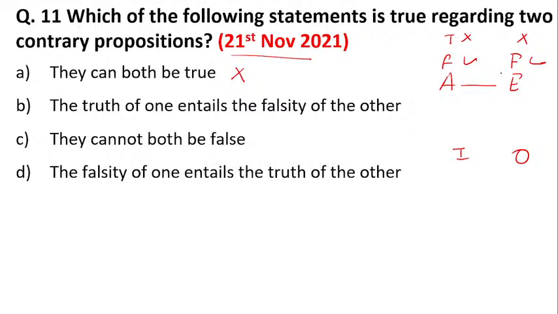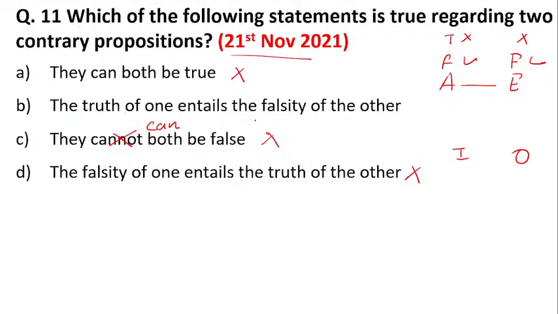If you look at the statement, they are saying they can both be true. So this is first of all the option that you have to eliminate, because in contrary, they both can be false. If you're saying they both can be true, this is an incorrect statement. Now the third option says they cannot both be false. This is also wrong, because they both can be false. Here, cannot is the wrong term. It should be they can both be false. The falsity of one entails the truth of the other. This is also not right. If one is false, the other could be false. You cannot say one is false, the other is true. So this is also wrong.